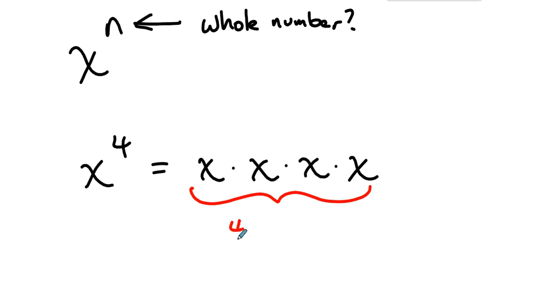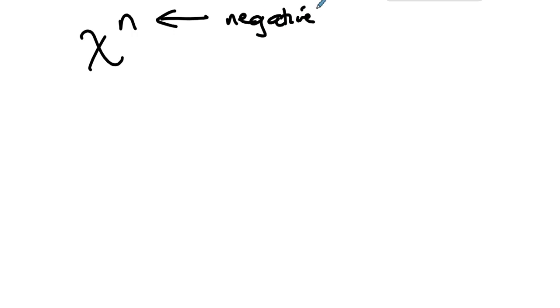This is 4 copies of x multiplied together. That's what we mean when we say x to the 4th, or x to the 12th, or x to the 15th, or x to any positive integer. Even x to the 0 isn't too bad, because x to the 0 is just no copies of x multiplied together, and the empty product is 1. So this is what we mean when we talk about finding some thing to a power when that power is a positive integer. So then we ask the question, what happens if n is a negative integer?